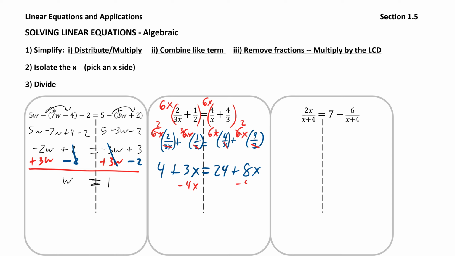Minus 4x, minus 4x. Minus 3x, minus 3x. And so now this is our non-x side, so minus 24, minus 24. And that gives us negative 20 equals 5x, divided by 5, divided by 5. x is equal to negative 4. So now we will open Desmos and plug them in.